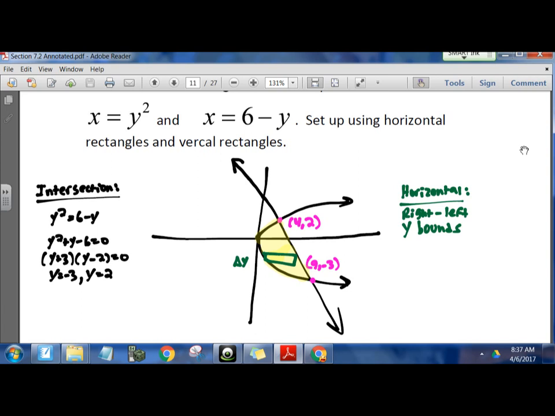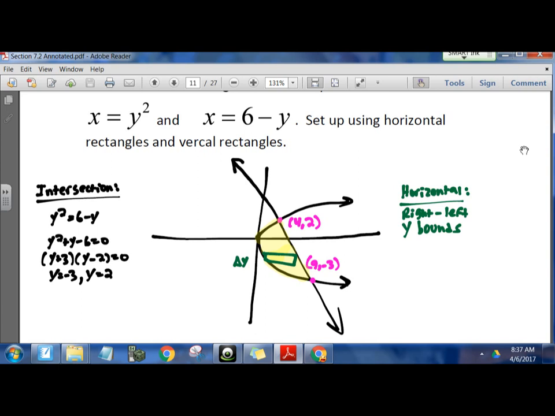So I gave this to you for homework, and I think one thing is very clear. When you see a problem like this, it's the better choice to use a horizontal rectangle. Now, how do you tell? Well, the first way you tell is because right now the functions are all in terms of y. That is the first way you tell horizontal rectangles should be used. The second way you tell is by looking at the picture.